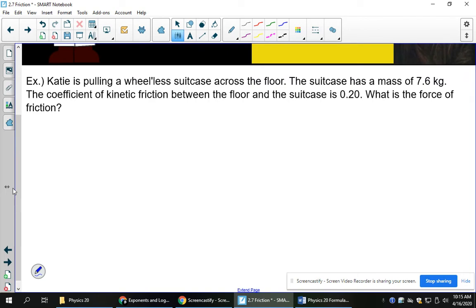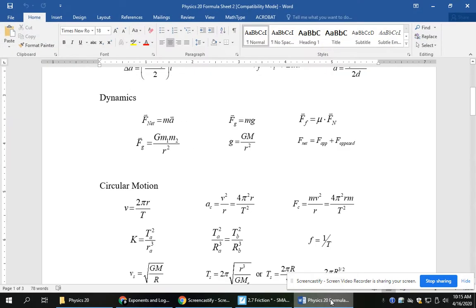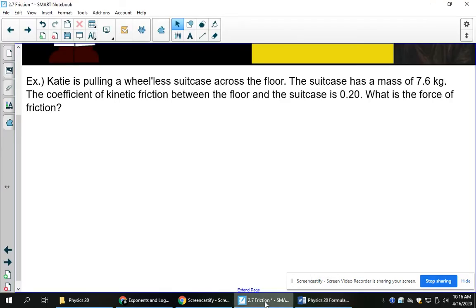All right, so let's go to the formula sheet for 1 second. I'll show you that we're in the dynamics section now. We've done the force net equals mass times acceleration, Newton's second law. We've done force of gravity or weight equaling mg. Now we're on to the third equation. Force friction equals mu times Fn. So for this question, we're going to start with our formula.